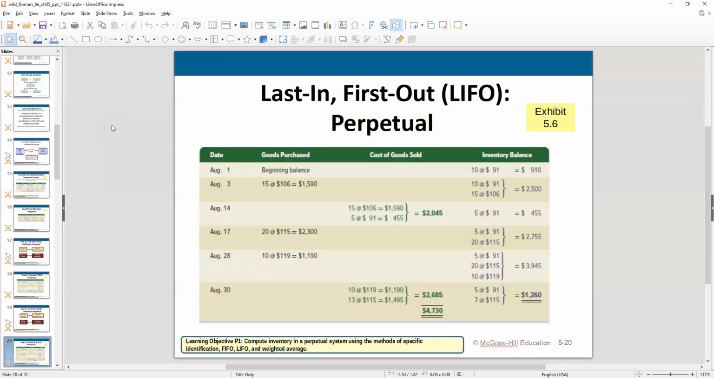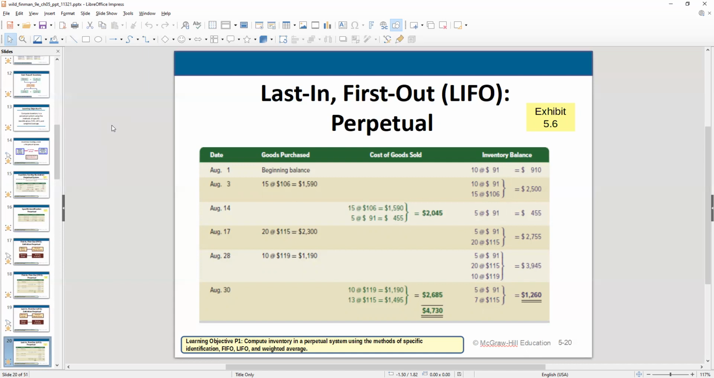So looking at the LIFO chart, we have the same thing, beginning balance, 10 bikes at $91 for $910. By the way, if I remember right, when you have these three tables you have to put together back to back, I think they keep the same transactions for each one, which makes it a little bit easier. Now, on August 3rd, you bought 15 bikes at 106. Your inventory is the same as we saw under FIFO, isn't it? Because we haven't sold anything yet. But here's where it gets different.